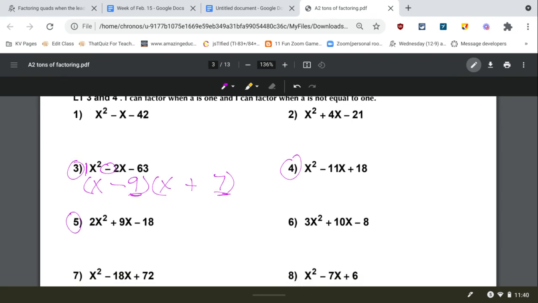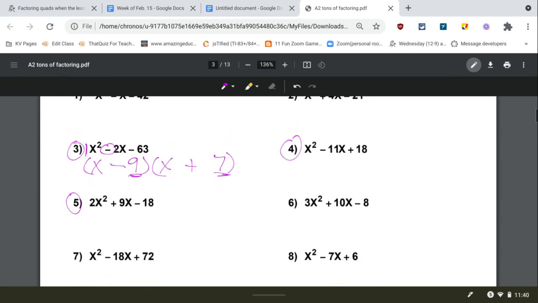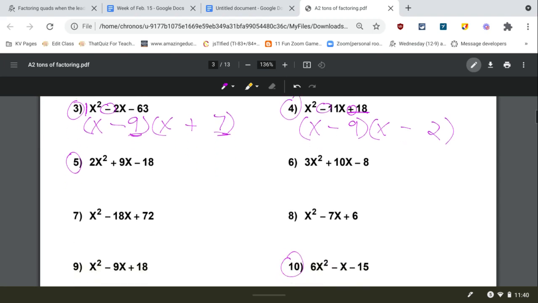Number 4, let me look here. This one's going to be a little easier. X and X again, they multiply to 18 and they add up to give me 11. All right, so this one's going to be 9 and 2. They're the only ones that do that. What else do I know? It's a plus sign, so they're the same signs, and they are both minus because of that minus right there.